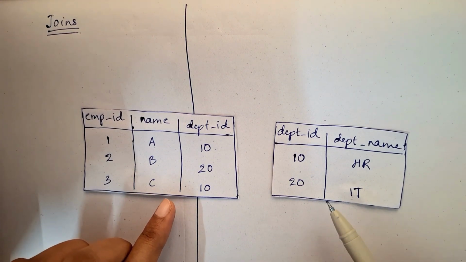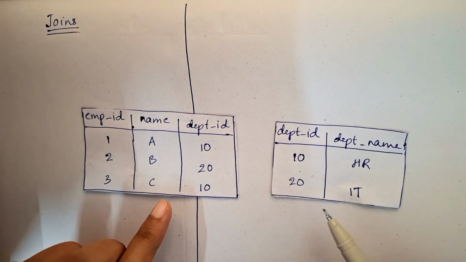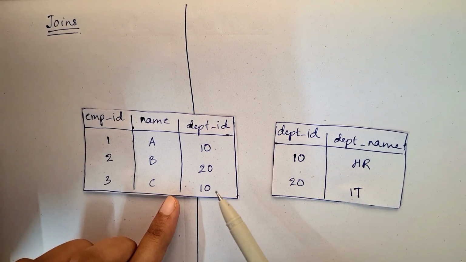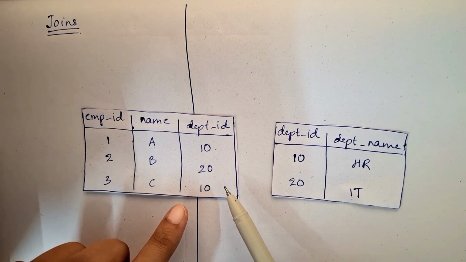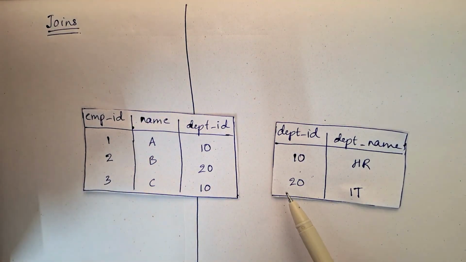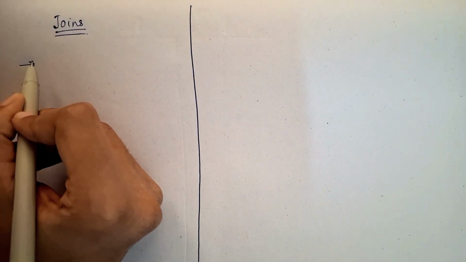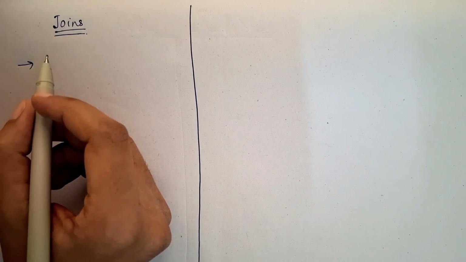So, join helps us connect these tables using a common column so that we can see related data together. For example, here in these two tables, we have a common column, that is department ID. Now let's write here what we understood about join. The first is, what is join? So join is nothing but it is used to combine data from two or more tables.